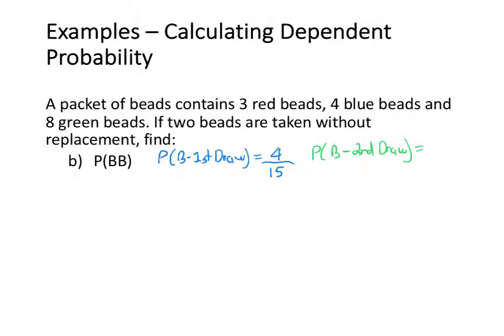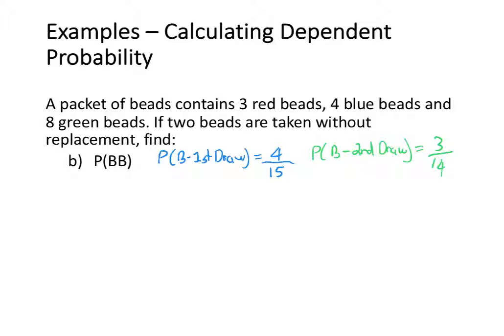I work out this probability the same way, total number of favourable outcomes divided by total number of outcomes. But this time I need to remember that I've already had 1 blue bead withdrawn from the bag from my first withdrawal. So this time I've only got 3 blue beads left. So the probability of getting a blue bead on my second draw is going to be 3 over my total number of beads left, which is 14.